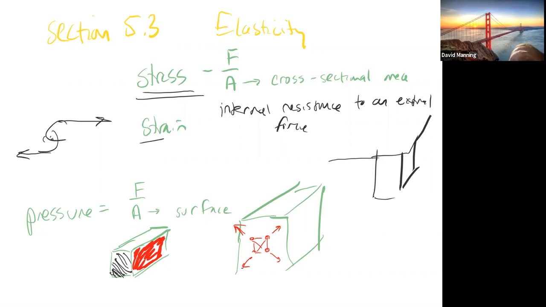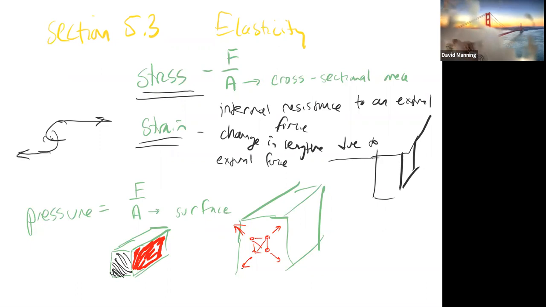And then strain is change in length due to external force. Like when you take a piece of gum and you pull it apart, the gum changes in its length. That's strain. That's different than stress. Strain occurs, and it causes the object to pull apart.